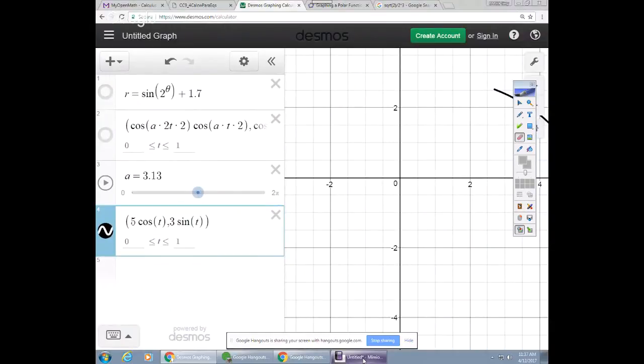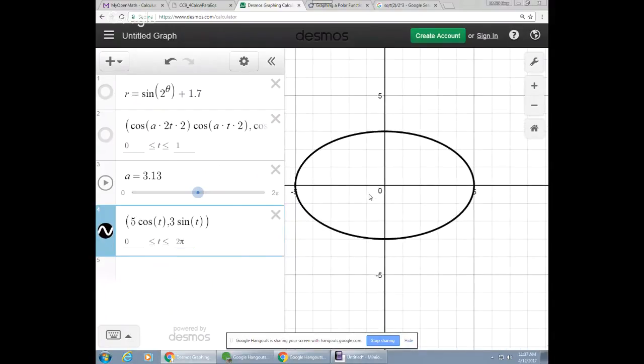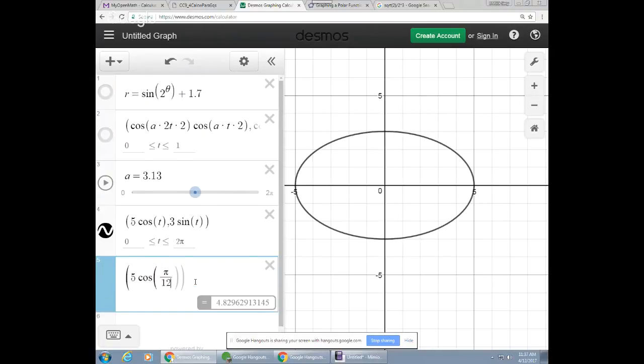Okay, and then graphing that, we need all of our 2 pi to get the whole thing. Zooming out. To get a point here, all I have to do is plug pi over 12 in there, so I kind of got to retype it. So 5 cosine of pi over 12, comma 3 sine of pi over 12. And there's my point. Okay, so we're going to try and find the slope at that point.